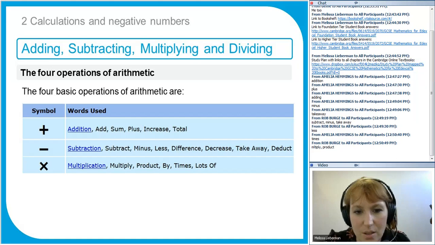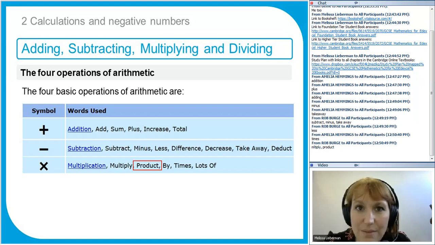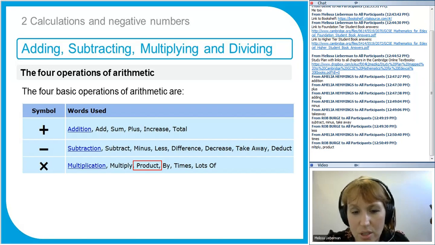This is a really, really important one. Make a note of this: product. When you're asked for the product of 2 numbers, it means you need to multiply them. That's an important one to remember, because it might be one that you're not familiar with. So if I said to you, what is the product of 10 and 4? What I'm asking you to do is multiply 10 and 4. So the product of 2 numbers means multiply them together.